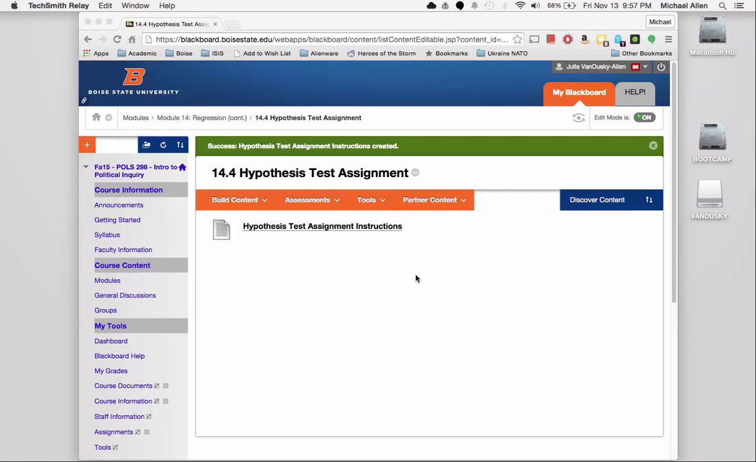The hypothesis test assignment is due on Blackboard on December 11th, 2015 at 11:59 p.m. Mountain Time.